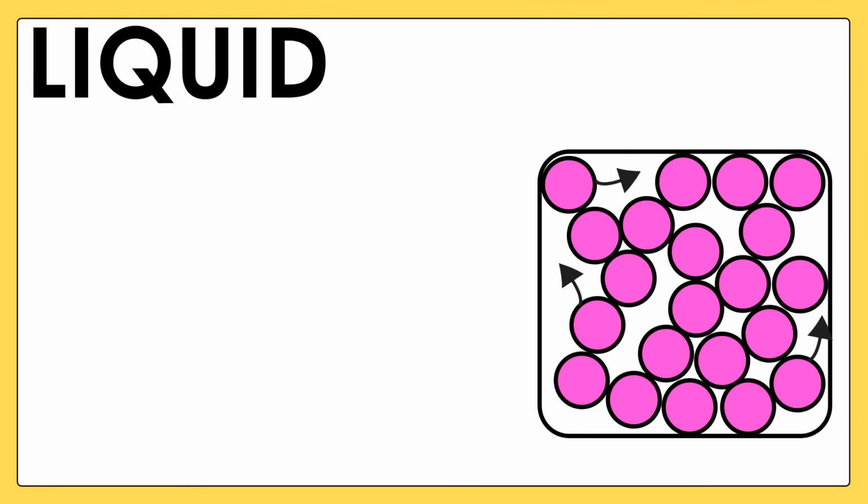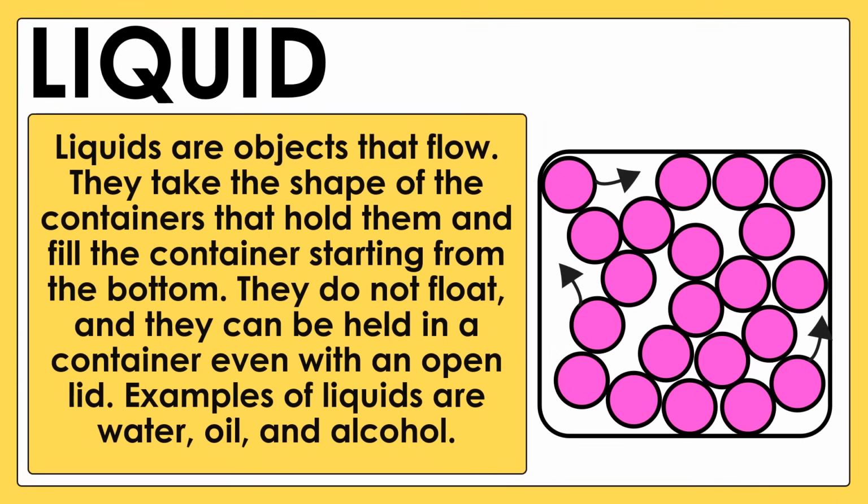The next state of matter is liquid. Liquids are objects that flow. They take the shape of the containers that hold them and fill the container starting from the bottom. They do not float, and they can be held in a container even with an open lid. Examples of liquids are water, oil, and alcohol.